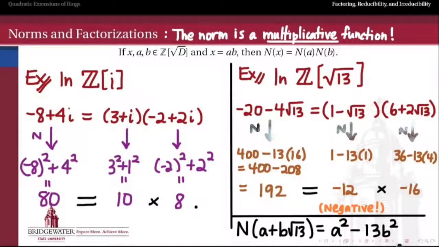So what the norm is really good at doing is reducing a question about multiplicativity in a complicated ring, namely a quadratic extension ring, to a question about multiplicativity of plain vanilla integers, and that just happens to be something that we know a lot about.